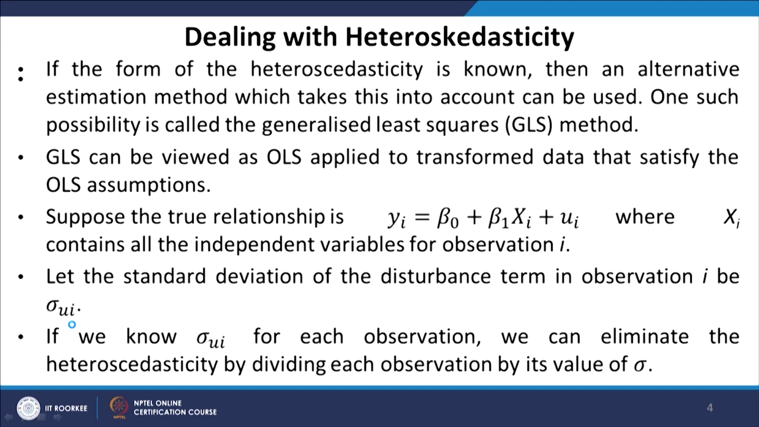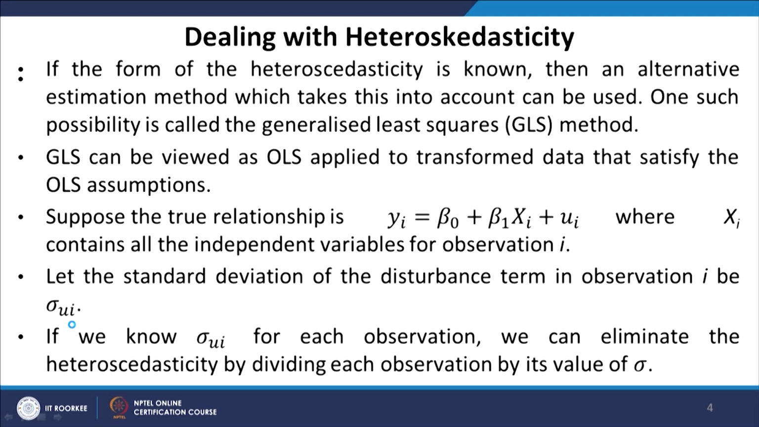One such possibility is called the generalized least square or GLS method. GLS can be viewed as the ordinary least square technique applied to transformed data that satisfy the OLS assumptions. So, whenever we transform or modify the data so that it fulfills the basic CLRM assumptions, or Gauss Markov assumptions, that is called GLS or generalized least square.